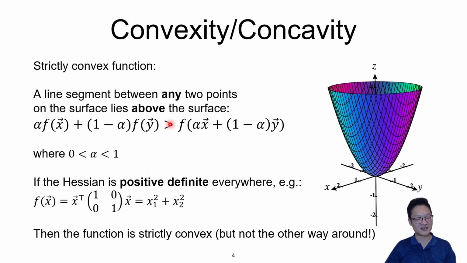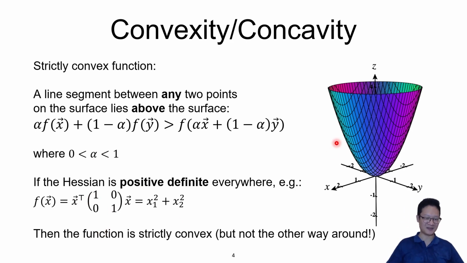For strict convexity, the function being convex may not imply that the Hessian is positive definite. But if the Hessian is positive definite, that implies that the function is strictly convex.